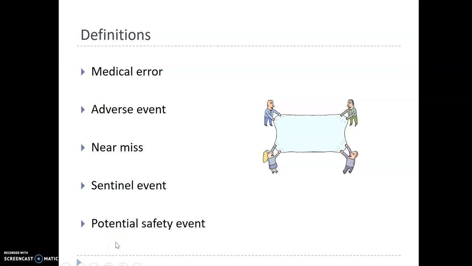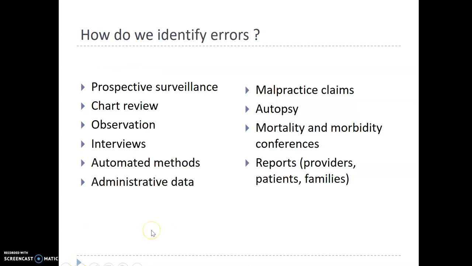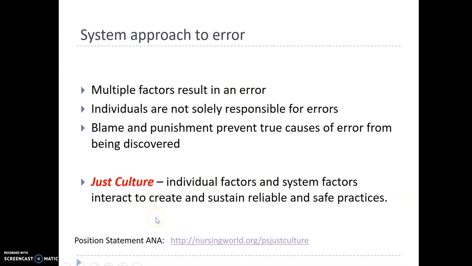Your textbook provides important definitions related to risk anticipation. We identify errors through many means, and we use these means to help us identify the underlying cause of those errors and how we can prevent them in the future. This requires a system approach to error.